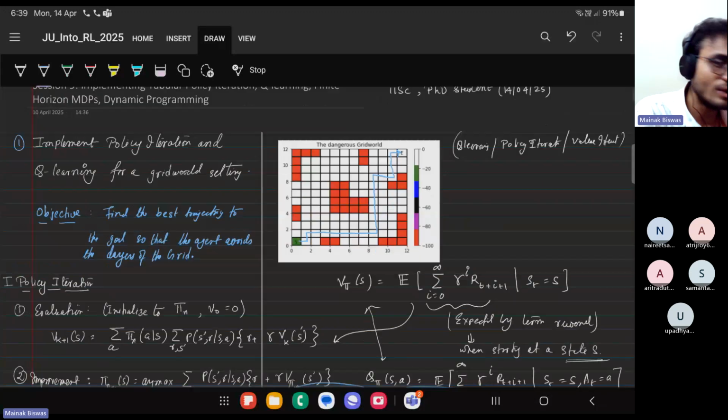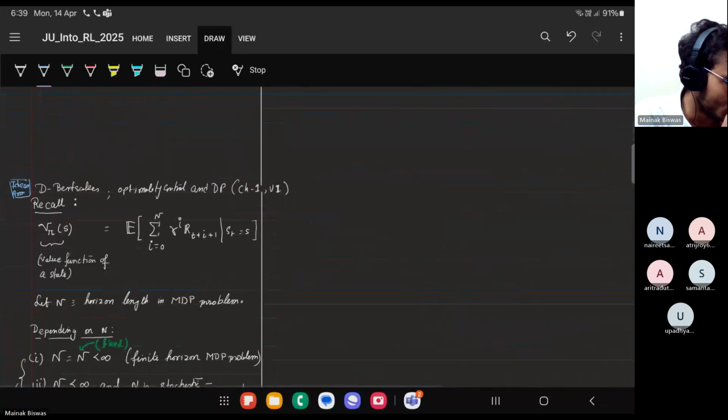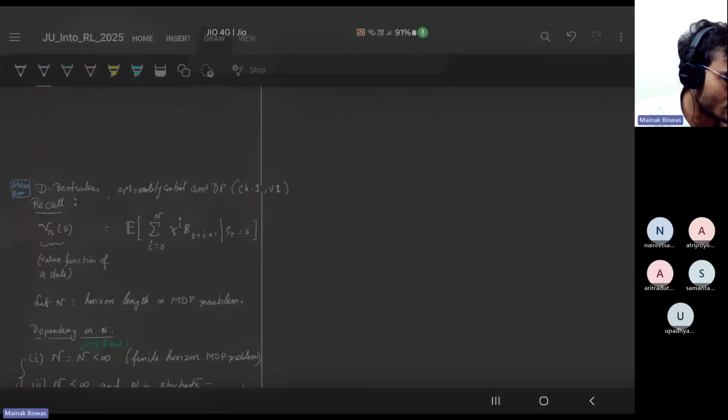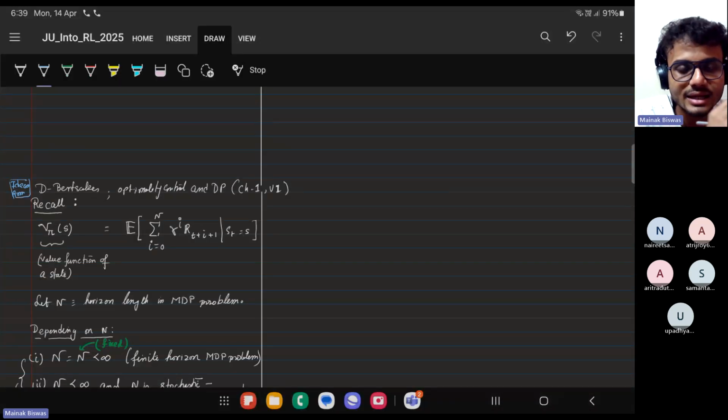So now we'll do a special class of algorithms called dynamic programming. Dynamic programming is one of the first RL algorithms people discussed. It's in the flavor of what you normally do in dynamic programming, that is recursion, right? And you try to make the recursion faster and faster. That's what we'll be doing here.